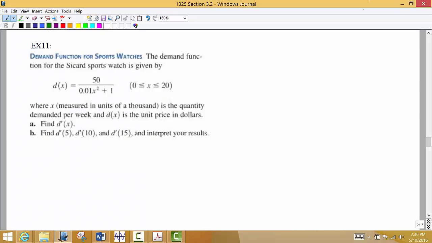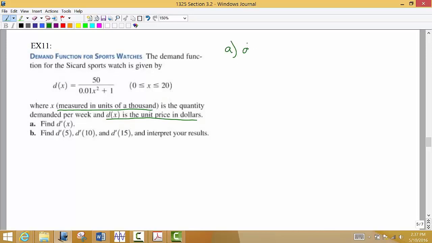For our next example, we're looking at a demand function for sports watches. It says here that the demand for these watches is given by the following function, d of x equals, and we have a fraction. X is measured in units of 1,000, so we'll keep that in mind. And the output tells me the unit price in dollars.